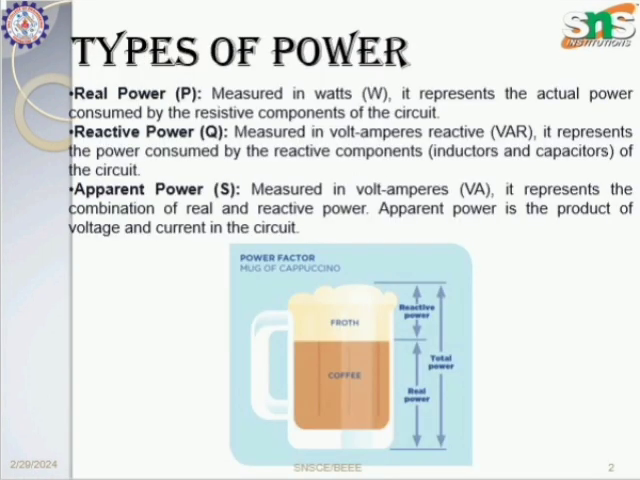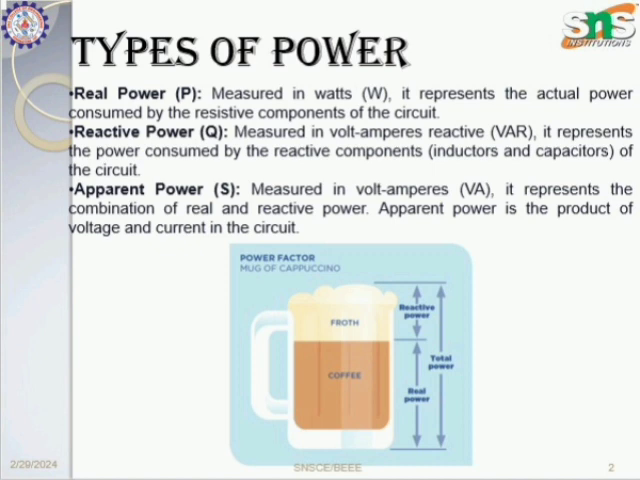So you can see a coffee mug here. So this is just an analogy which is showing the various types of power that is present in an AC circuit. So as it is shown in the slide, there are three powers. One is real power or the average power, the reactive power and the apparent power.